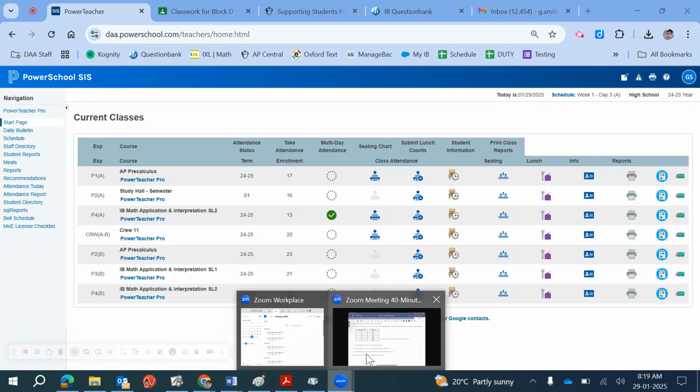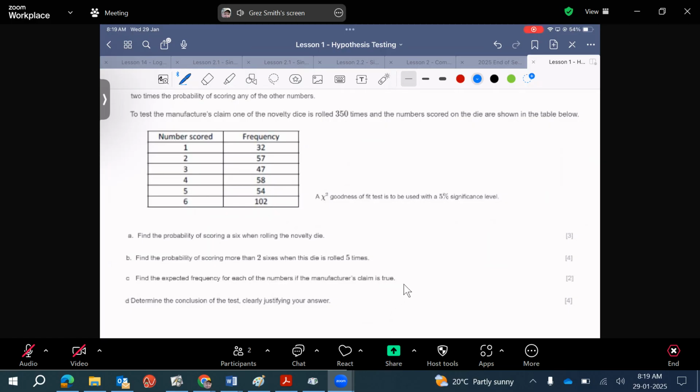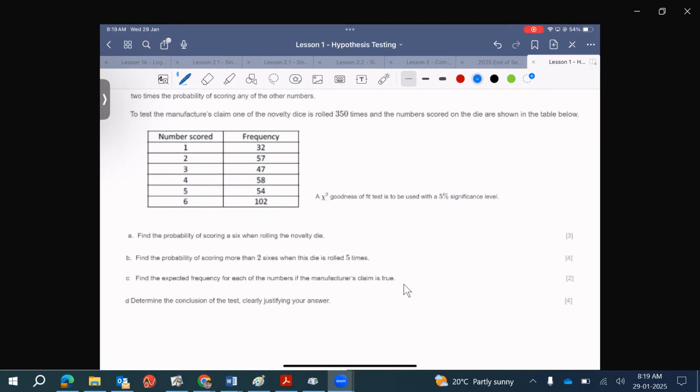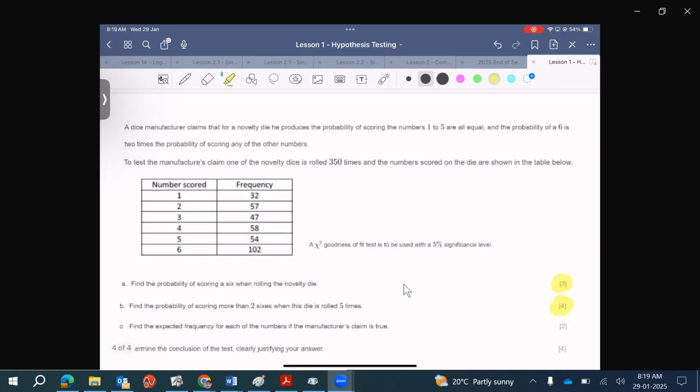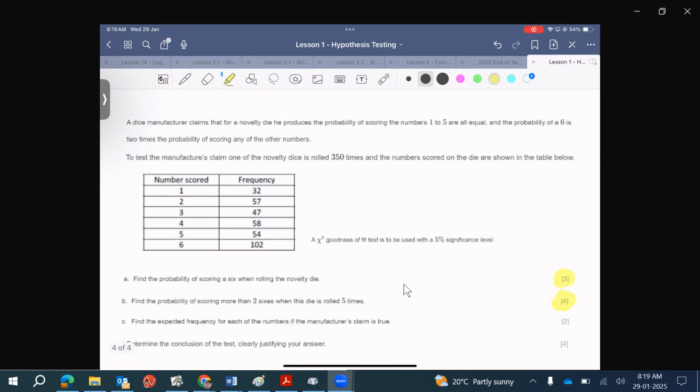Are we ready? Okay. So look at the points we've got over here. These questions are hard. They're not quick and easy questions. So you can tell by the number of points that it's going to take a little bit more work. So he tells us that the numbers 1 to 5 are all equal, and the probability of rolling a 6 is 2 times the probability of the others.